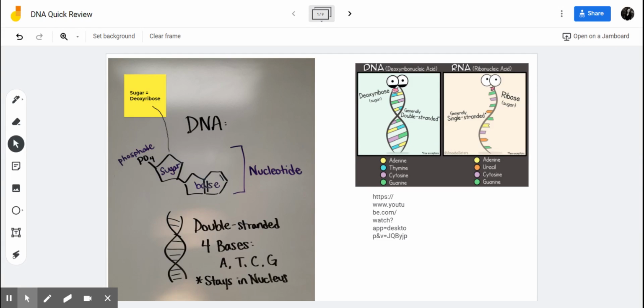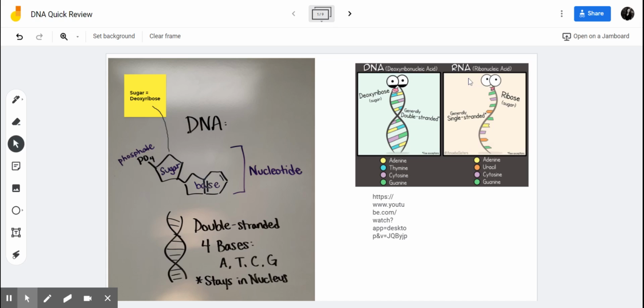Hello, everybody. We're going to do a really quick review of DNA. So the difference between DNA and RNA, you can either look at my scribbled diagram here or the pretty one that I found on the internet. But either way, the difference is that DNA and RNA are both made of nucleotides, but DNA is double-stranded and it stays in the nucleus. It has four bases, A, T, C, and G, and the sugar that DNA is made of is deoxyribose.